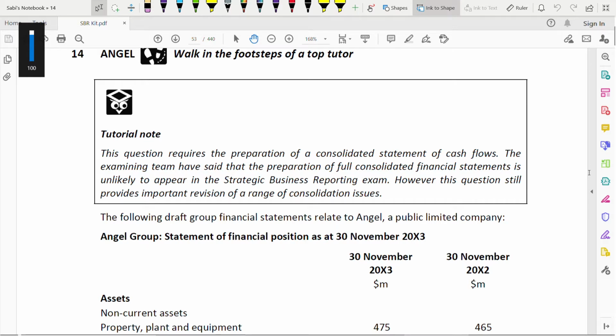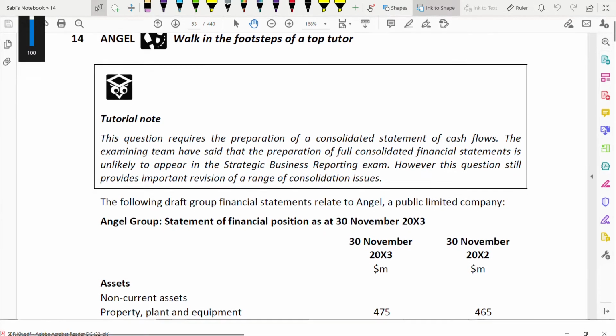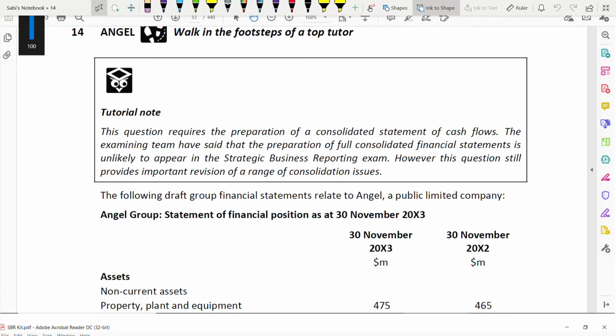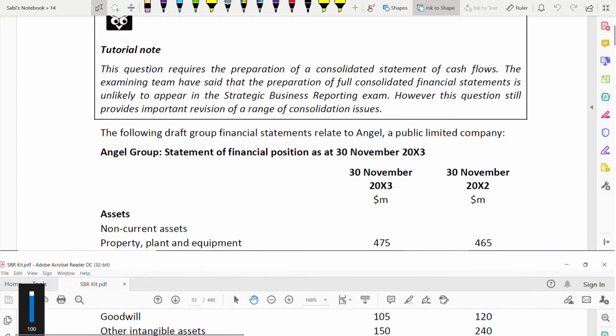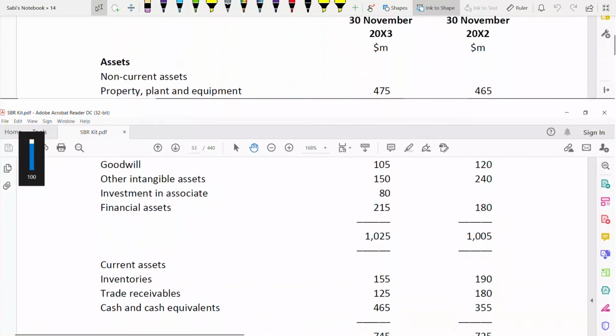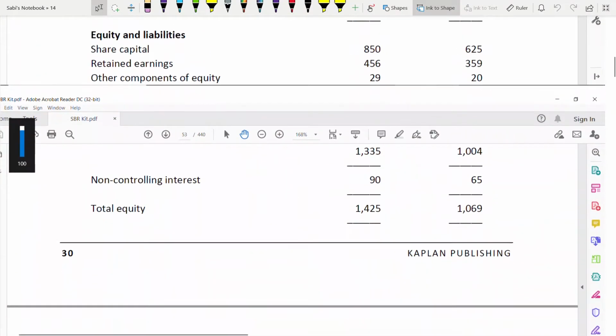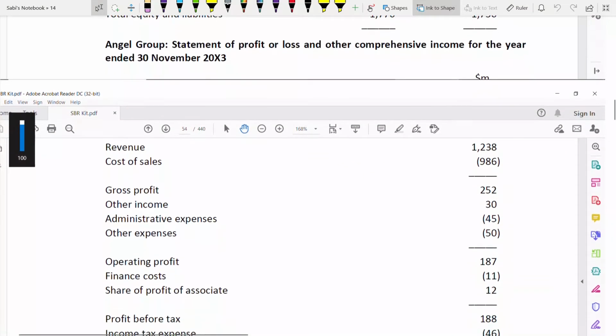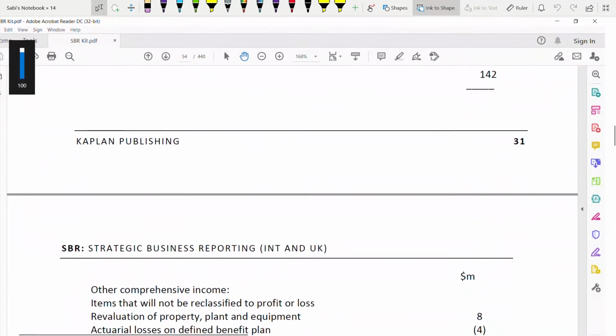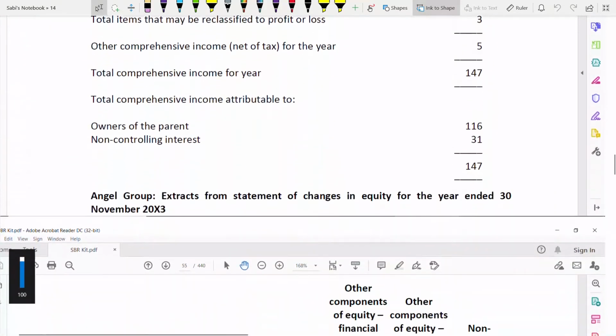Okay, so question 14 of SBR is based on cash flow statements. So now let us go through the requirements. As you can see, you have been given the draft financial statements relating to Angel, a public limited company. You have been given the full statement of financial position, the profit and loss and other components of income, and the statement of changes in equity.